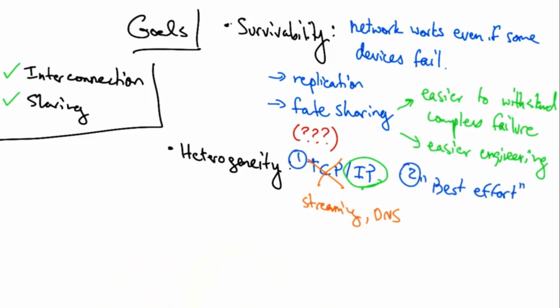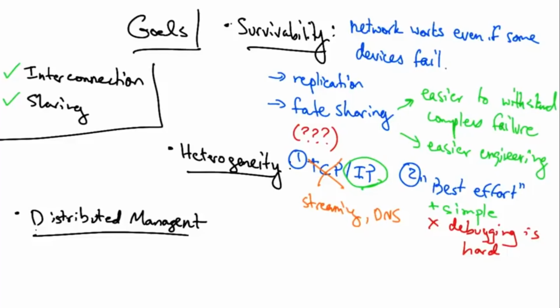The second way that the Internet's design accommodates heterogeneity is through a best effort service model, whereby the network can lose packets, deliver them out of order, and doesn't really provide any quality guarantees. It also doesn't provide information about failures, performance, etc. On the plus side, this makes for a simple design, but it also makes certain kinds of debugging and network management more difficult.